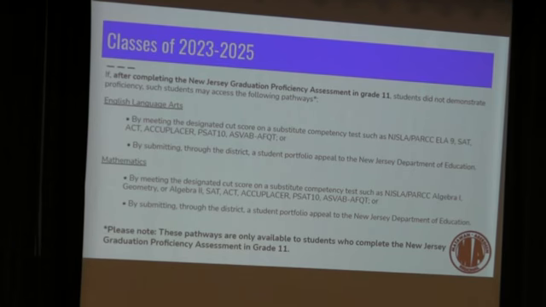And these pathways are only available to students who completed the New Jersey proficiency assessment. So it's very important that in order to be able to use one of the substitute assessments, you may not have passed the graduation proficiency assessment, but you must have sat and taken that assessment.